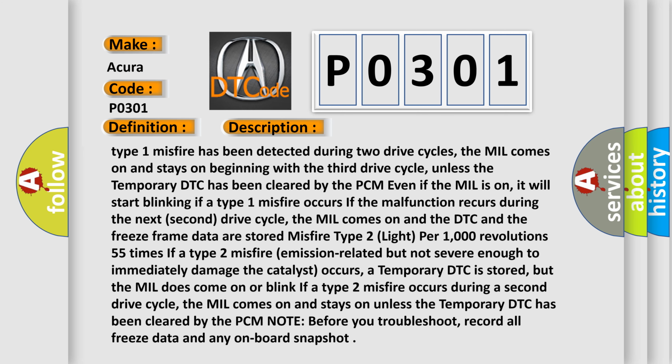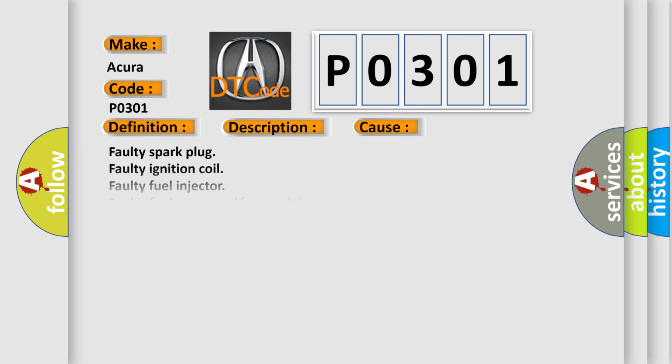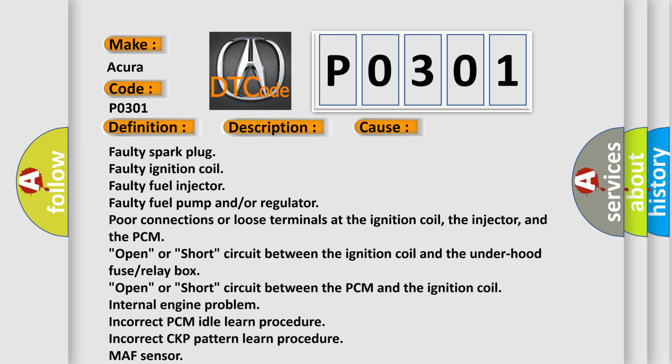This diagnostic error occurs most often in these cases: faulty spark plug, faulty ignition coil, faulty fuel injector, faulty fuel pump and/or regulator, poor connections or loose terminals at the ignition coil, the injector, and the PCM, open or short circuit between the ignition coil and the under-hood fuse/relay box, open or short circuit between the PCM and the ignition coil, internal engine problem, incorrect PCM idle learn procedure, incorrect CKP pattern learn procedure, MAF sensor.